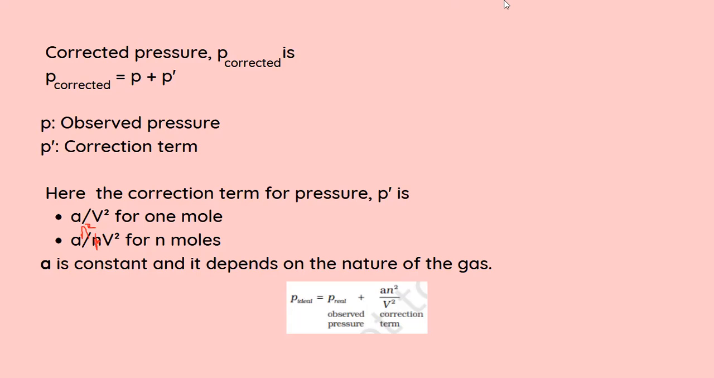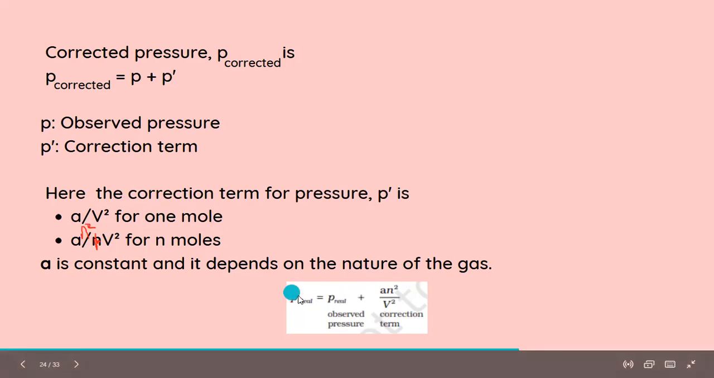So corrected pressure over here is P corrected. So P corrected is a total of P plus P dash, where P is the observed pressure and P dash is the correction term. Now here we notice that the observed pressure is less than the ideal pressure, right? So because of that, we are adding it. And the correction term is A by V square for 1 mole and A n square by V square for n moles. So the value of P ideal is going to be P real plus A n square by V square.